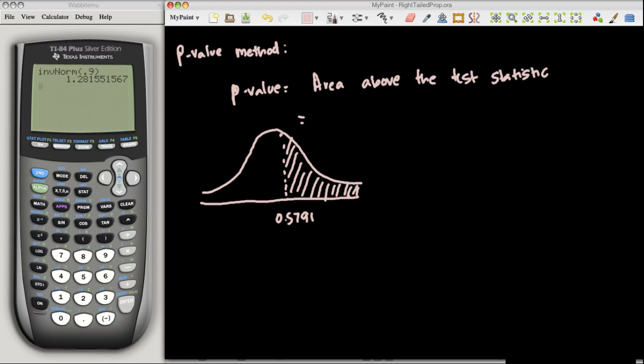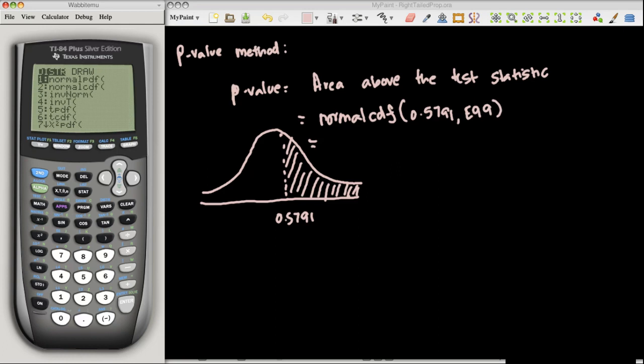So in this problem, the p-value is normal CDF. Now, why am I using normal CDF? It is normal CDF because I'm trying to find the probability. I'm not trying to find a quantile. If you're trying to find a quantile, you'd use inverse norm. So you start at 0.5791, you end at infinity, which is E99, and that should give us the p-value. So I'll show you how to find that.